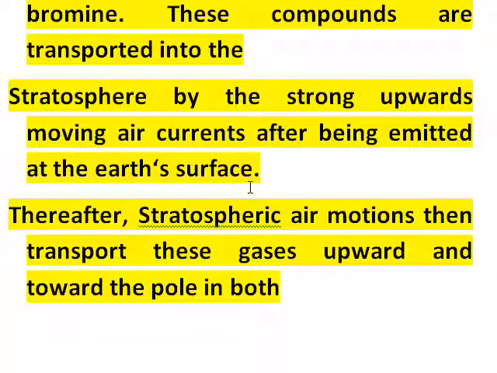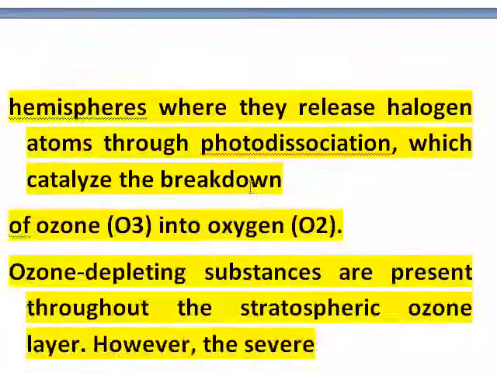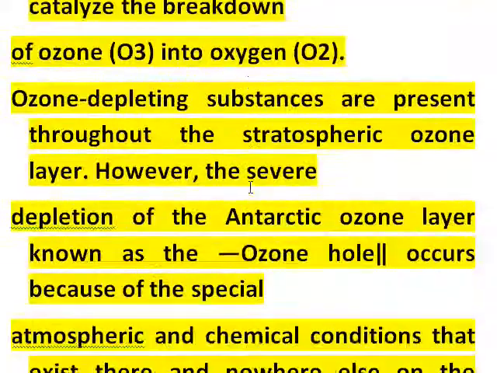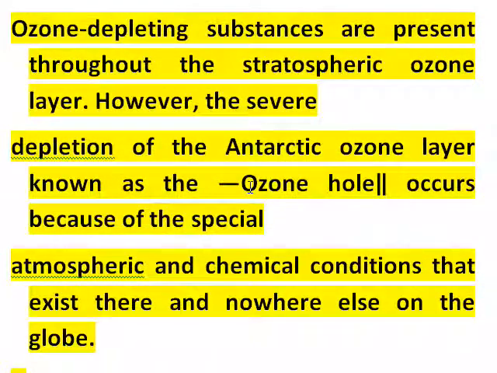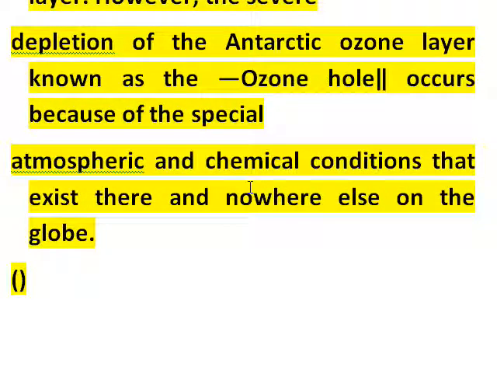Thereafter, stratospheric air motions transport these gases upward and toward the poles in both hemispheres, where they release halogen atoms through photodissociation, which catalyze the breakdown of ozone, O3, into oxygen. Ozone depleting substances are present throughout the stratospheric ozone layer. The severe depletion of the atmospheric ozone layer, known as the ozone hole, occurs because of special atmospheric and chemical conditions that exist there and nowhere else on the globe.